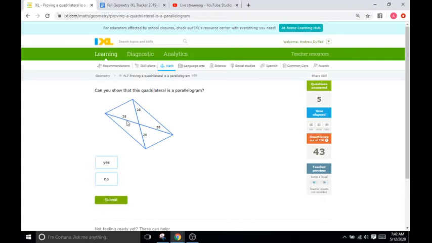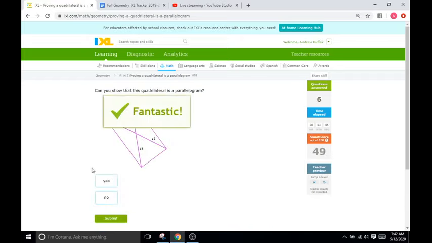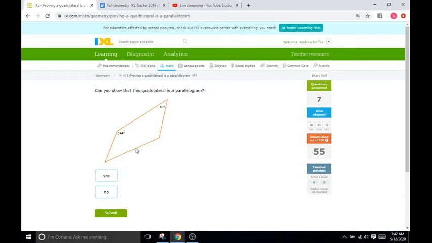28, 28, 38, and 38. That is going to be good enough for me, yes. 18, 18, 18, 18, yes. 144 and 46, definitely not. No, I mean, it doesn't even look parallel, right?